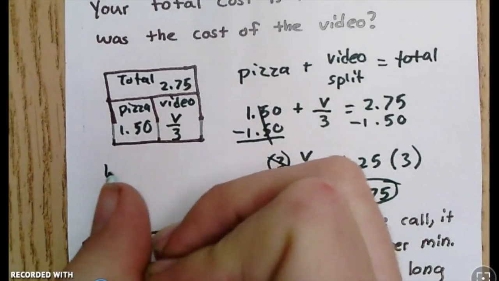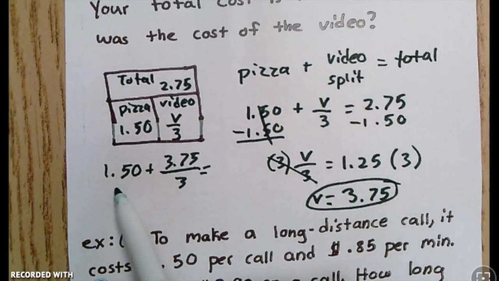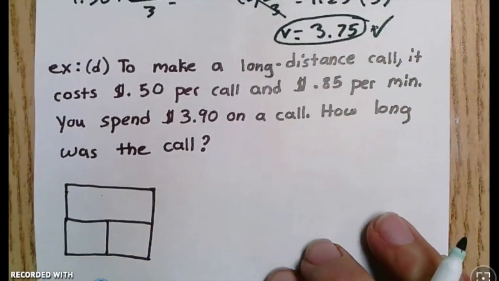Final step, go back and check it. So you're going to have 3.75 divided by 3 equals 1.25. 1.25 plus 1.50 equals 2.75. So it works out. All right, go ahead and try example D on your own.